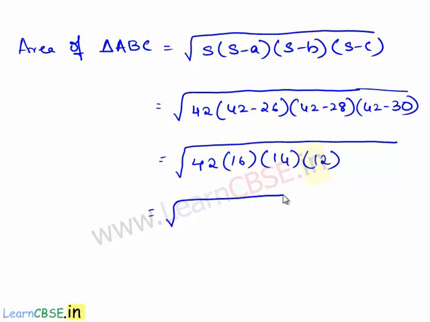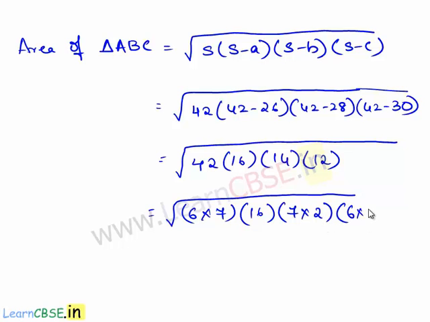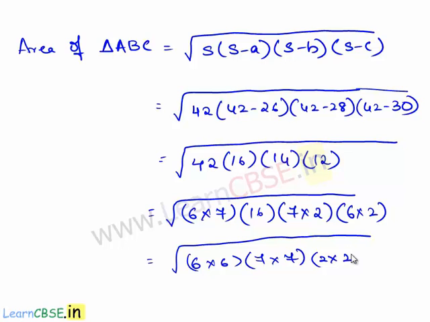So 42 can be written as 6 times 7, 16 can be written as 16 itself, 14 is written as 7 times 2, and 12 is written as 6 times 2, which is equal to square root of 6 times 6, 7 times 7, 2 times 2 times 16. So 6 times 6 is 6 square, 7 times 7 is 7 square, 2 times 2 is 2 square. Since all are perfect squares, we shall bring out these terms from the square root.